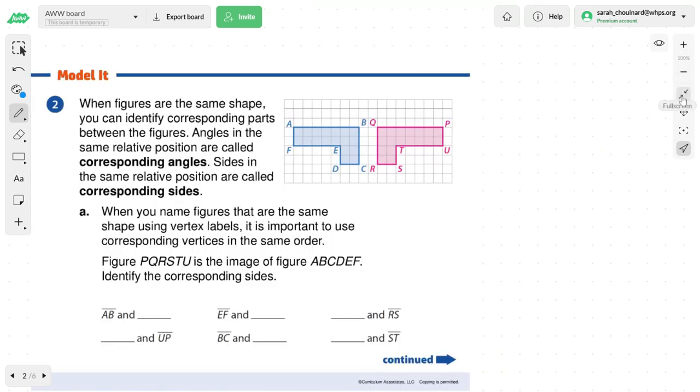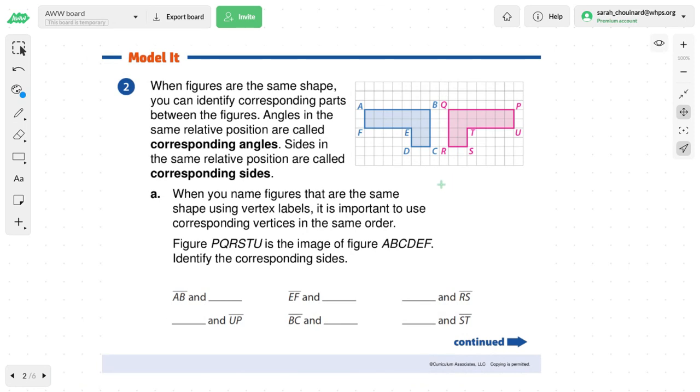So at the bottom of this page, we have a couple more questions. So when figures are the same shape, you can identify corresponding parts between the figures. Angles in the same relative positions are called corresponding angles. Sides in the same position are called corresponding sides. And so let's look at the two figures and match up the corresponding sides.